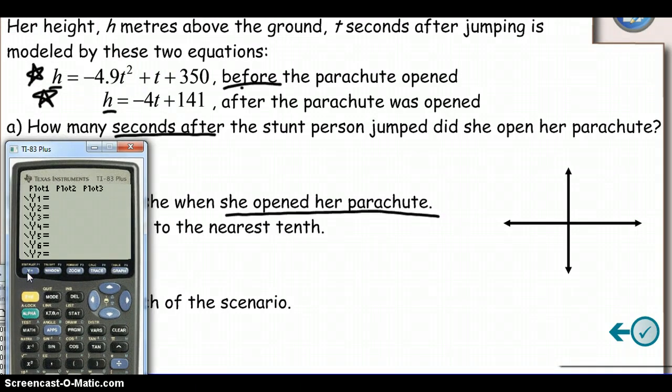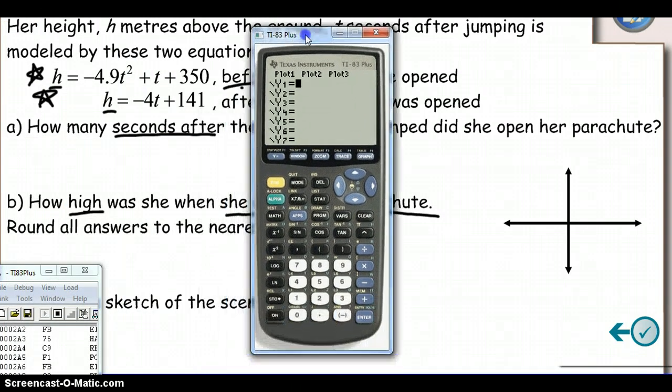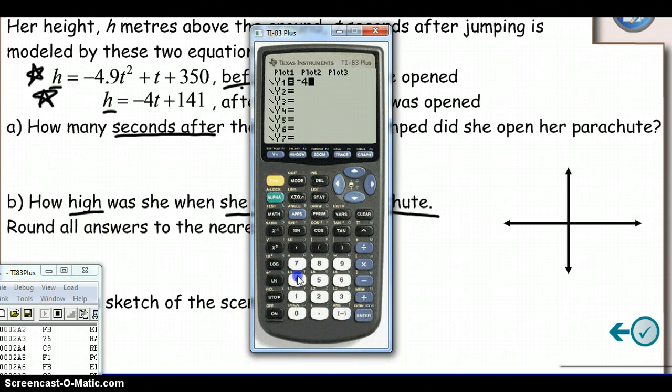In my y1, I'm going to put my first equation, so my negative 4.9 t squared plus t plus 350, second equation in the second y. So when I graph it, if you notice, this is not a good picture. So I'm going to need to adjust my window. I know I need to see a whole lot more on the top. So I'm going to change this Y max to let's try 500 and see if that works. Oh, look, beautiful window.